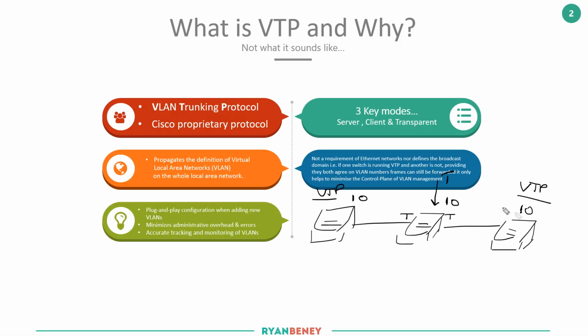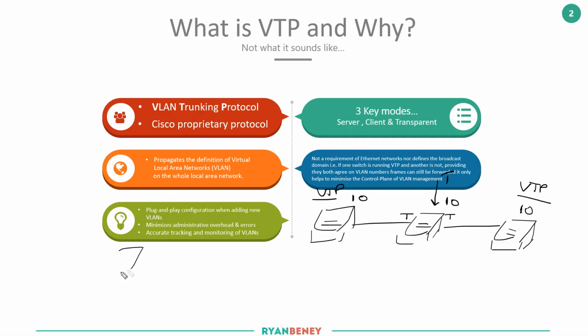So what I mean by that is we do not need every switch to be running VTP. VTP does not define where traffic can go. It's only a control mechanism to allow us to create VLANs. So there's a big difference there in understanding the forwarding and the control plane.